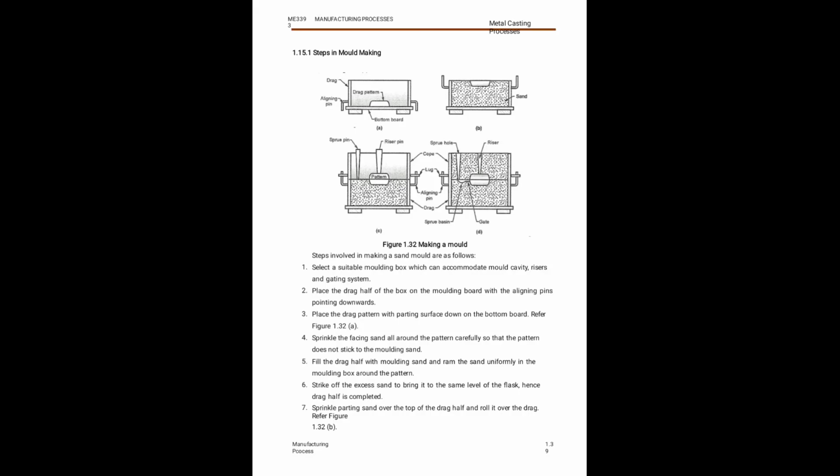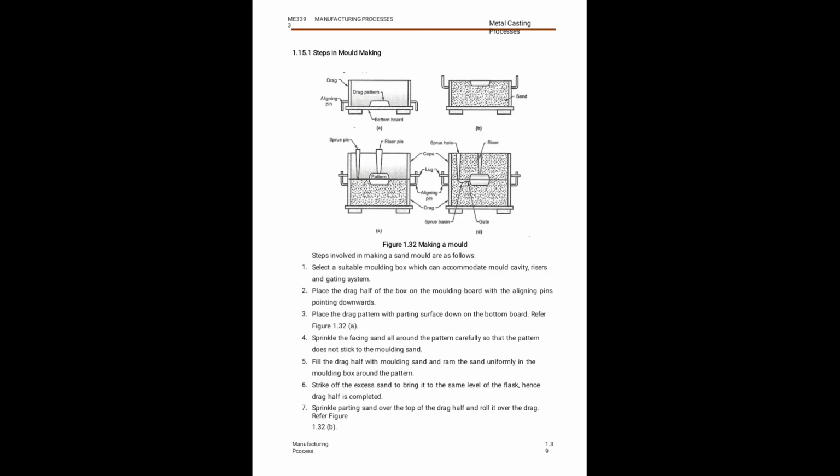Next, place the drag half of the box on the molding board with the aligning pin pointing downward. Place the drag pattern with the parting surface down on the bottom board, like in the diagram itself. Sprinkle the facing sand all around the pattern carefully, so that the pattern does not stick to the molding sand.